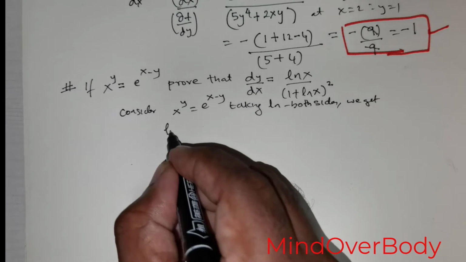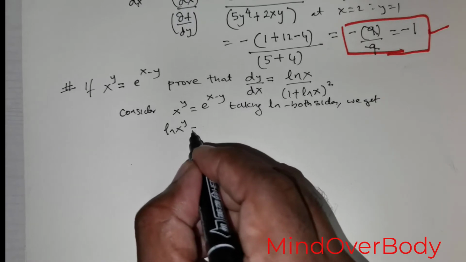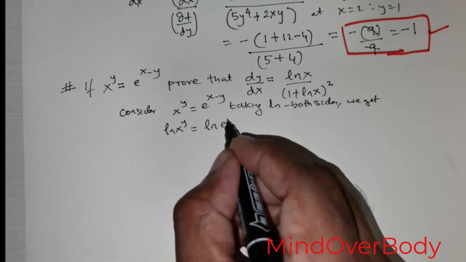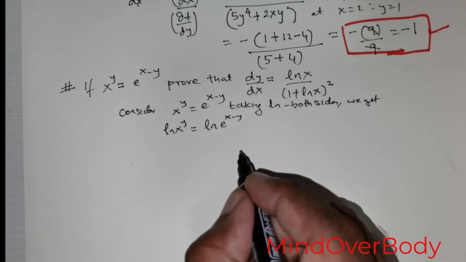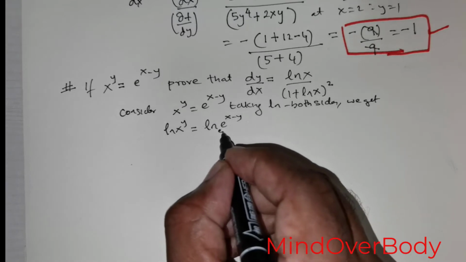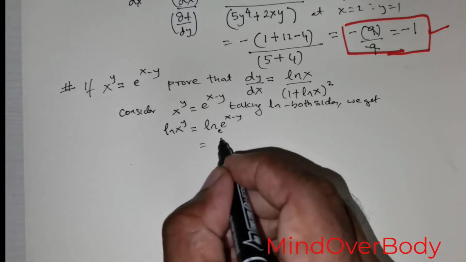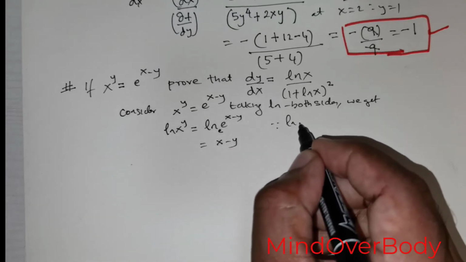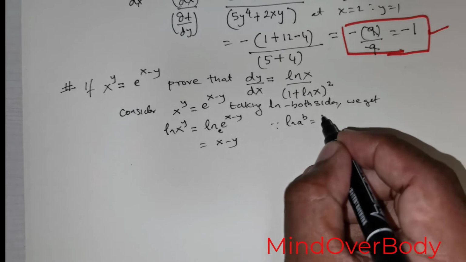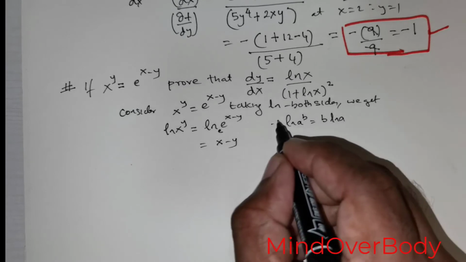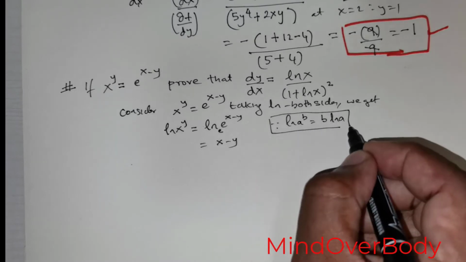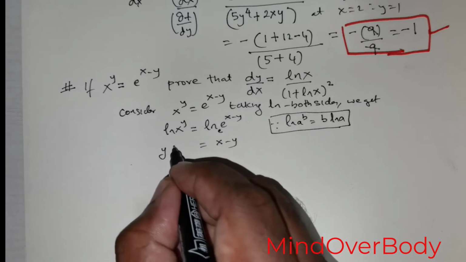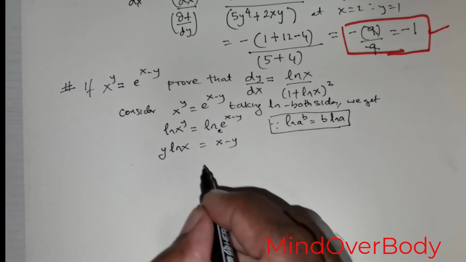So this is going to be ln of x raised to the power of y is equal to ln of e raised to the power of x minus y. Now this is to the base e, so clearly I can rewrite this as x minus y. Now there is a formula: ln of a raised to the power of b is equal to b times ln a. Because of this formula, I can rewrite this as y times ln x.